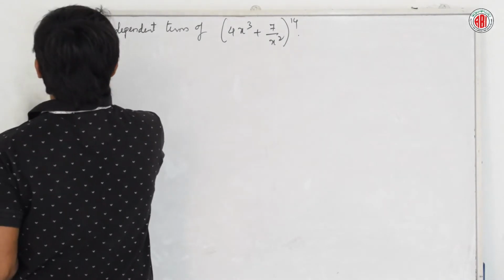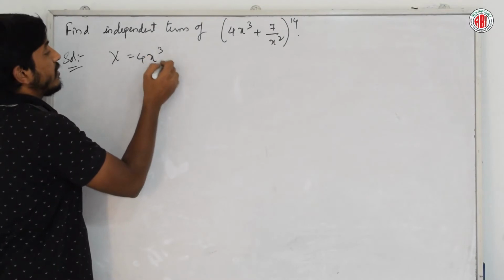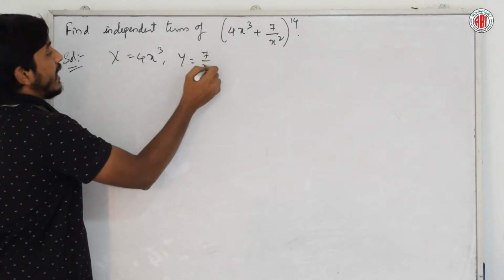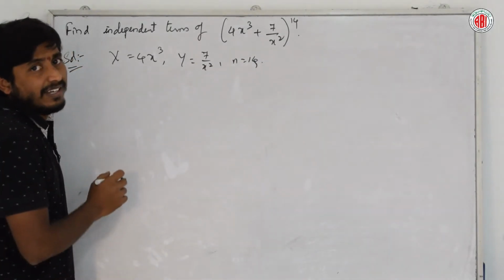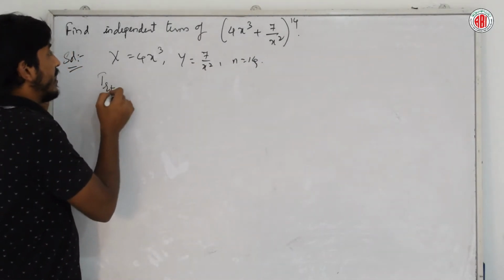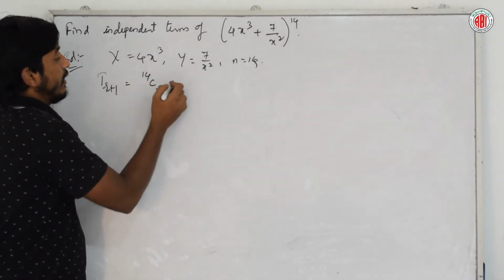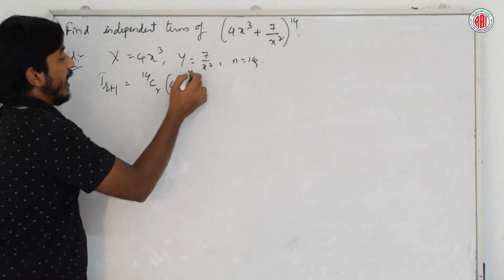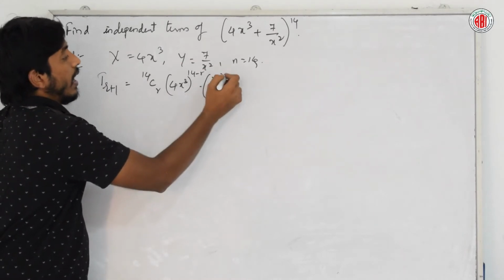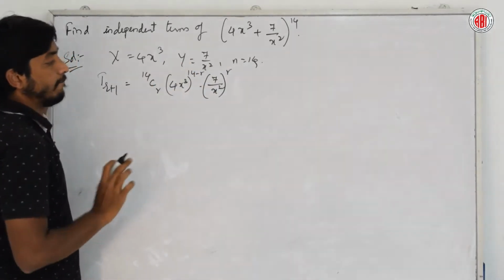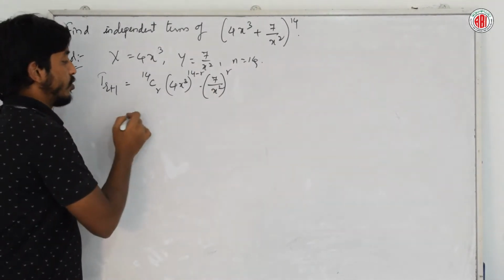Capital X is 4x cube. Capital Y is 7 by x square. n is 14. Now, what is the general term formula? T r plus 1 is equal to nCr x power n minus r into a power r, right? What will be our next step? We have to write all the x terms together.